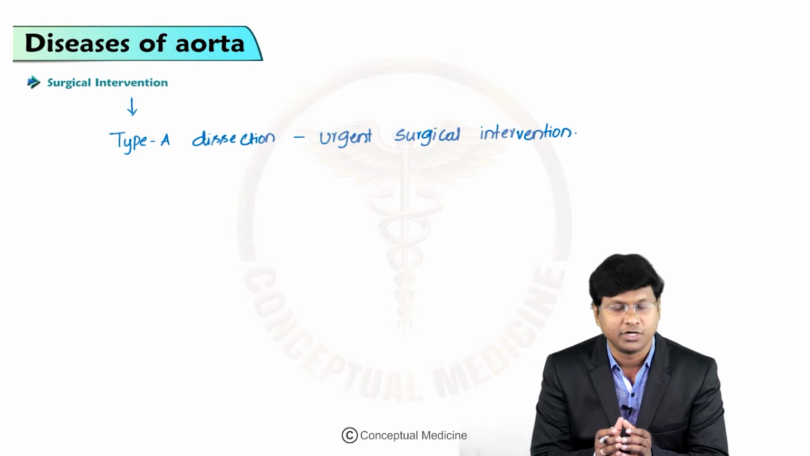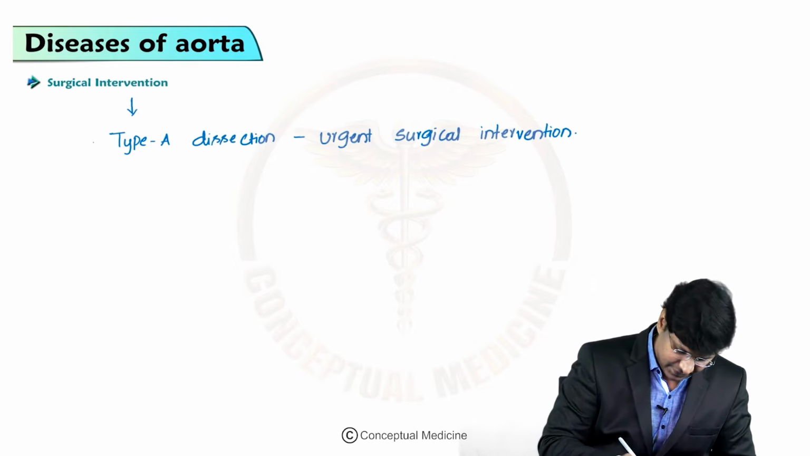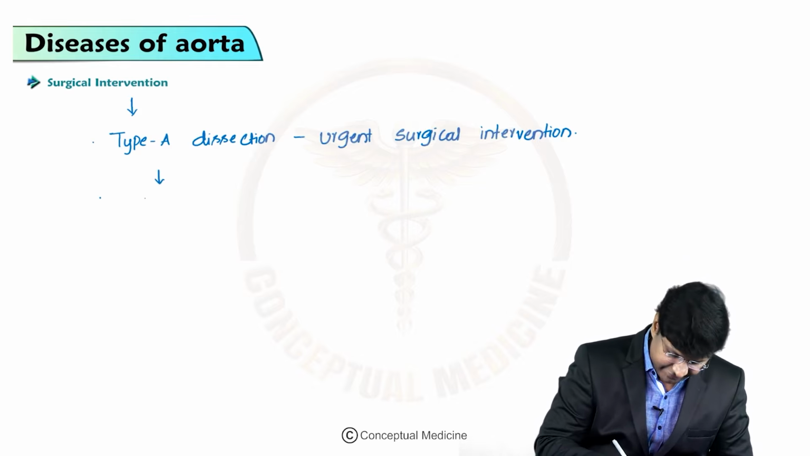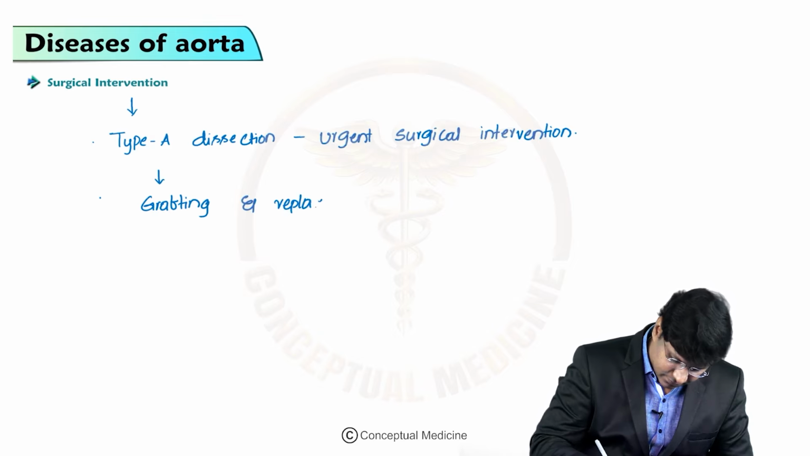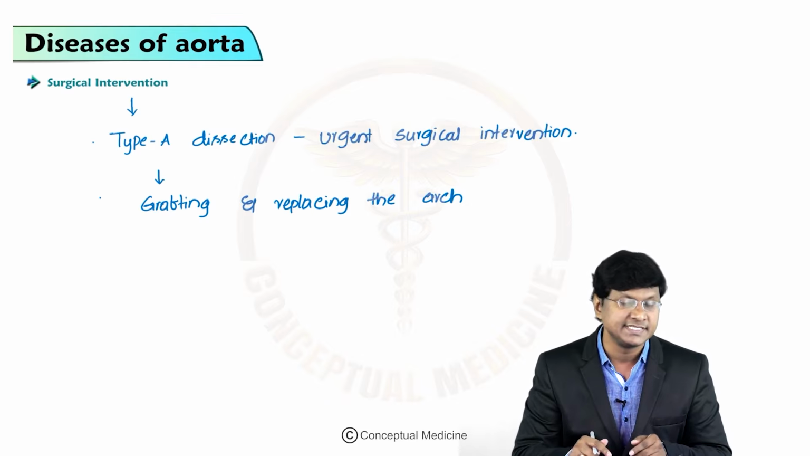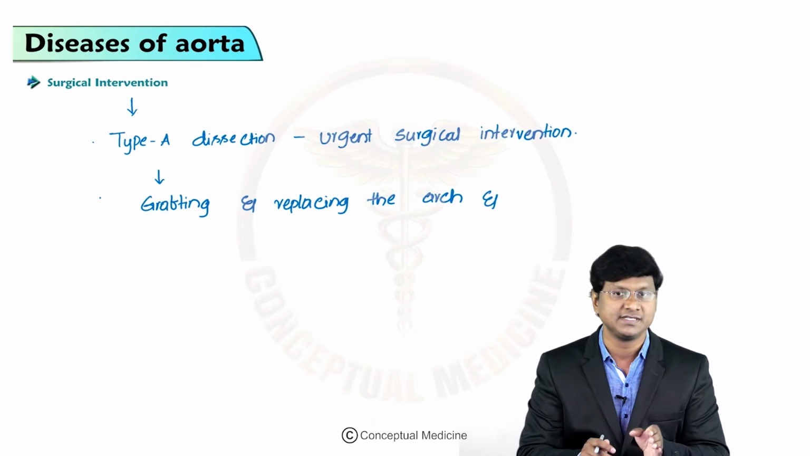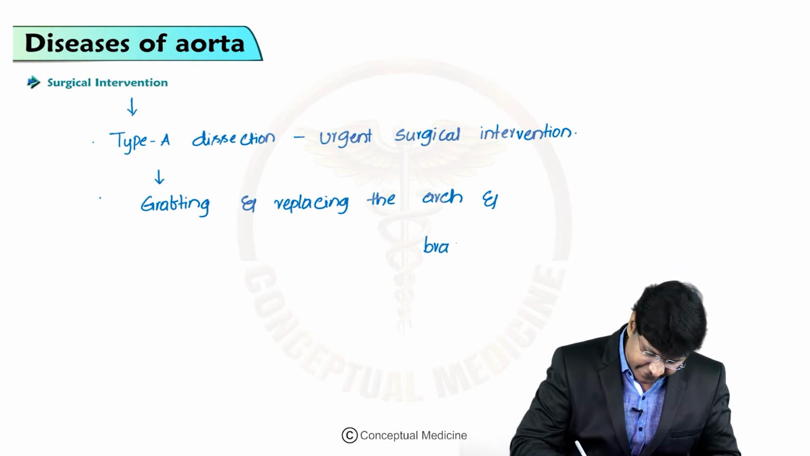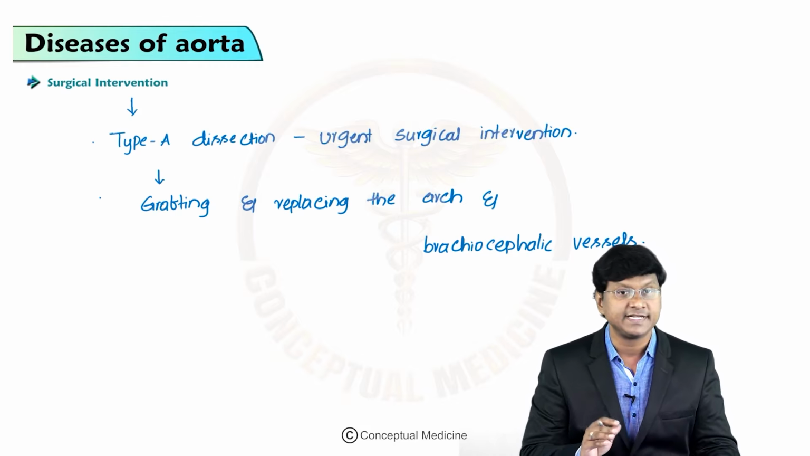And what does this procedure involve? The procedure involves grafting and replacing the diseased portion of the arch. And not only that, you also have to do the grafting and replacement of the brachiocephalic vessels if necessary. So that is about the treatment for type A dissection.